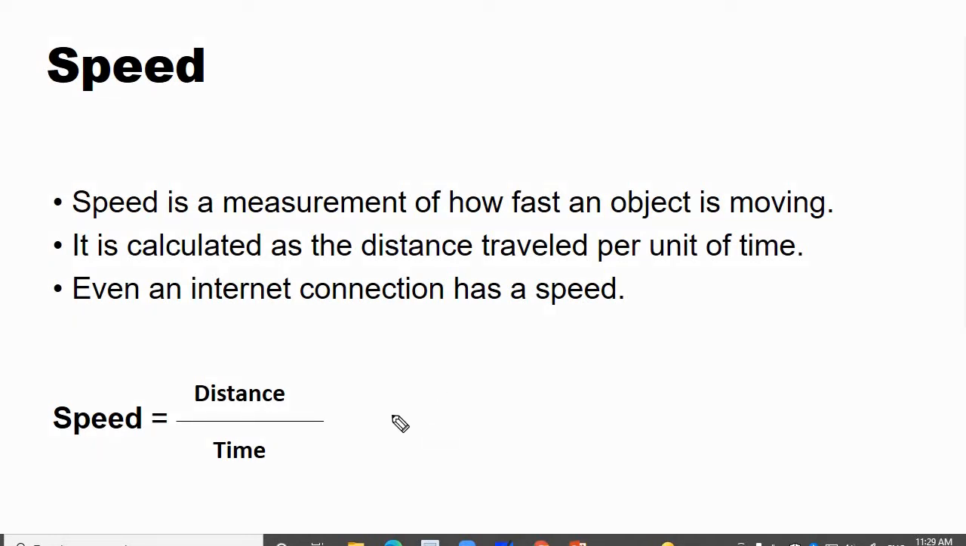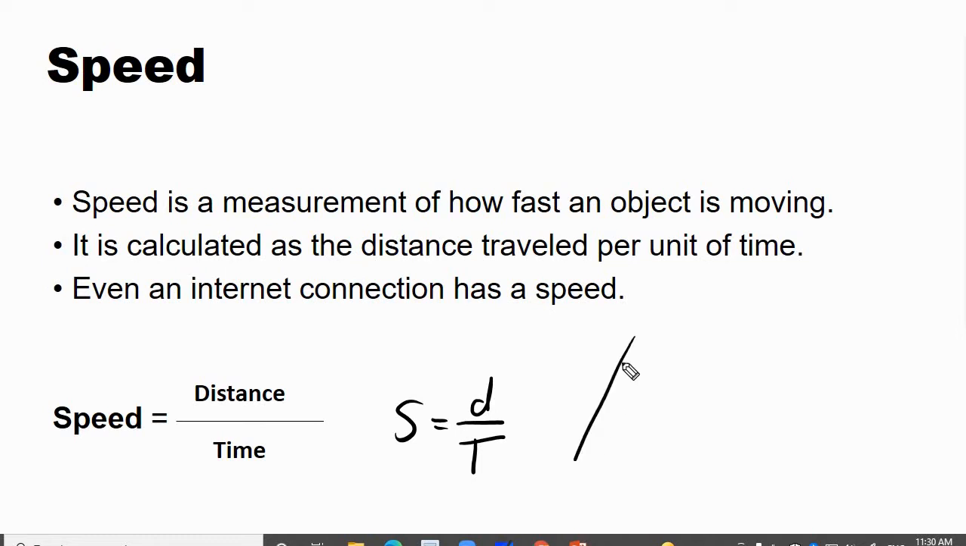We can make symbols for each one to understand more about that. We make S for speed, distance we make D, and time we make T. So the formula is S equals D divided by T. That is the formula of speed.